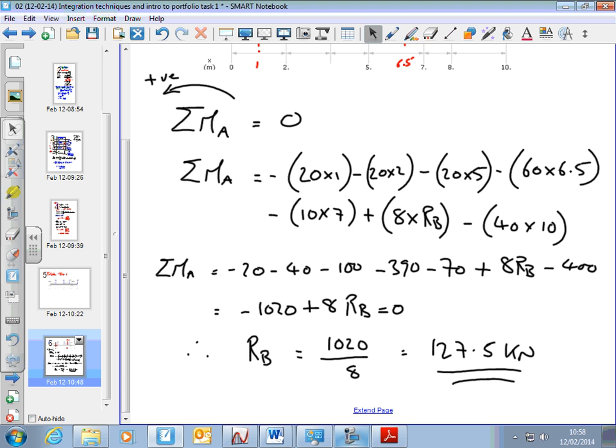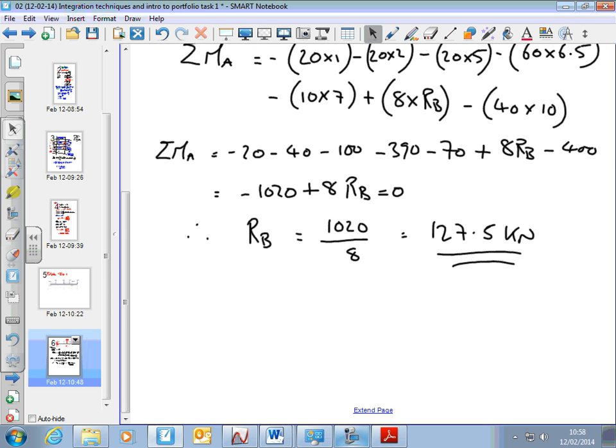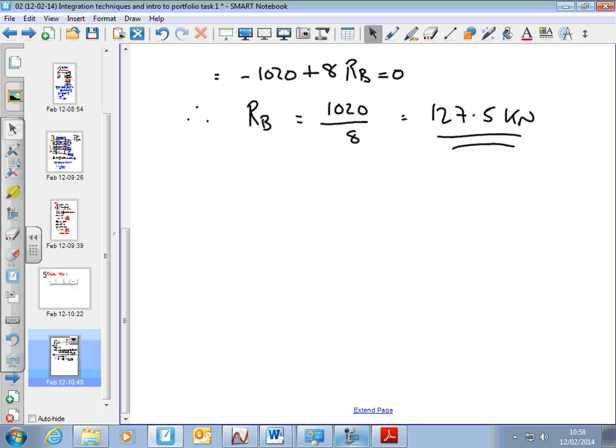So now to find the reaction force at A, we repeat the process. The sum of the moments at B must equal 0, taking, again, anti-clockwise as being positive.